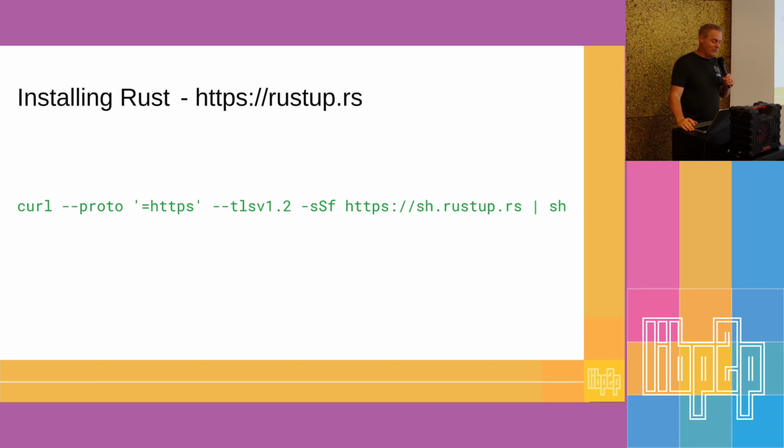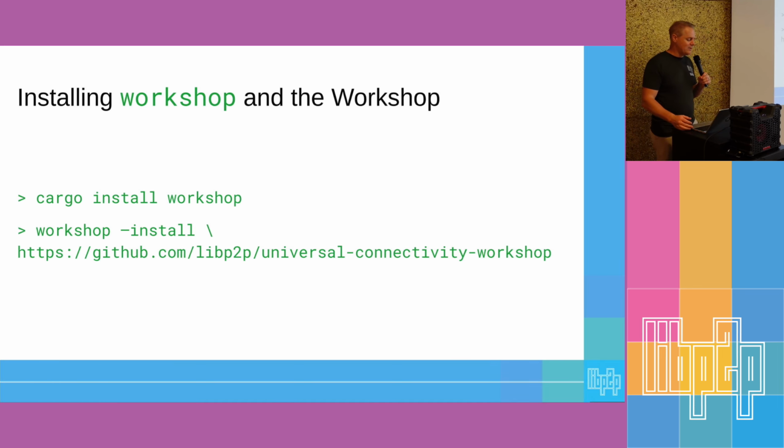So you get Rust installed, and then all you have to run is cargo install workshop, because we publish it using the normal Rust publishing thing. And then once you've got Workshop installed, then you run this command here, workshop --install. And then this is our first workshop.